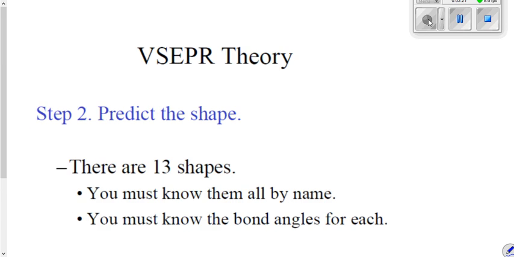So as we look at a bunch of different molecules, and I'm going to show you many examples here, we're going to be looking for the different kinds of charge clouds. Are we looking at bonds or are we looking at electron pairs? Based on this, there are 13 shapes. And in university, you're going to have to memorize the names of these 13 shapes and the bond angles that form between them.